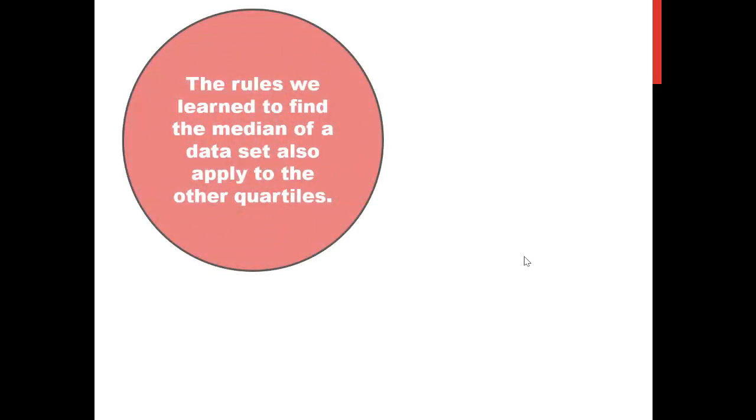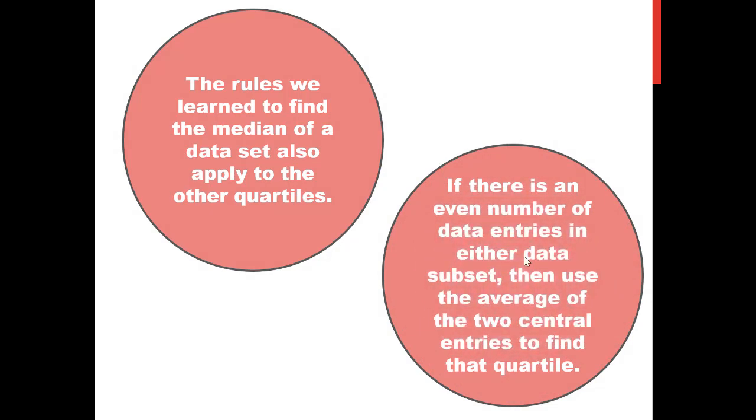So the rules we learned to find the median of a data set also apply to other quartiles. What rules am I referring to? Well, if there's an even number of data entries in either data subset, then use the average of the two central entries to find that quartile. So just like in finding the median, if there's an odd number, we get to pick the number in the middle. If it's an even number, we have to find an average. Same thing applies to the quartile.